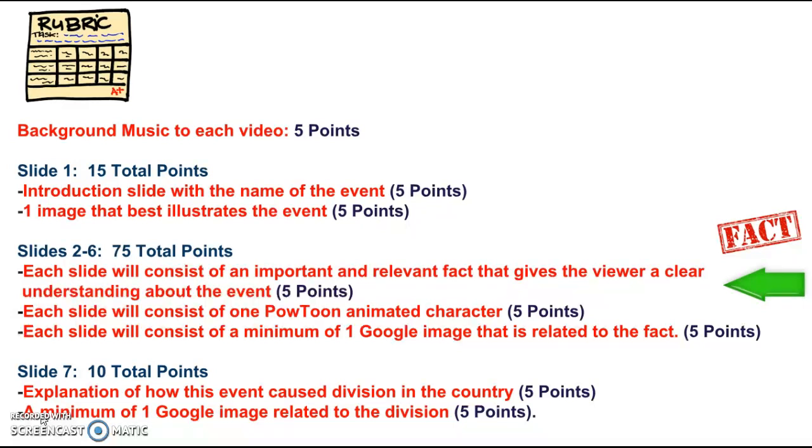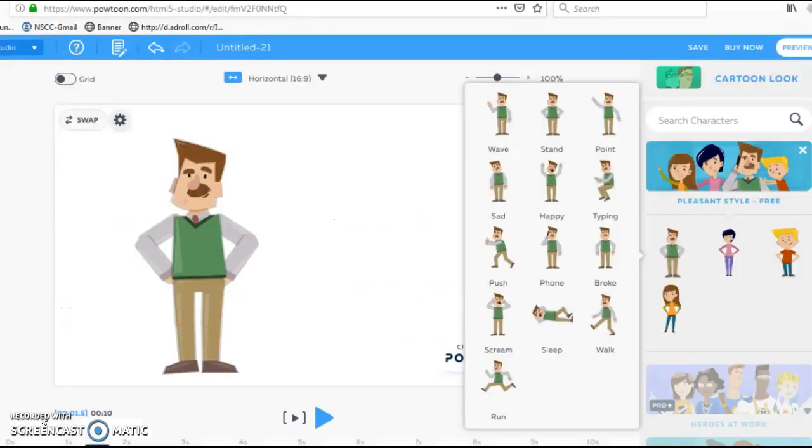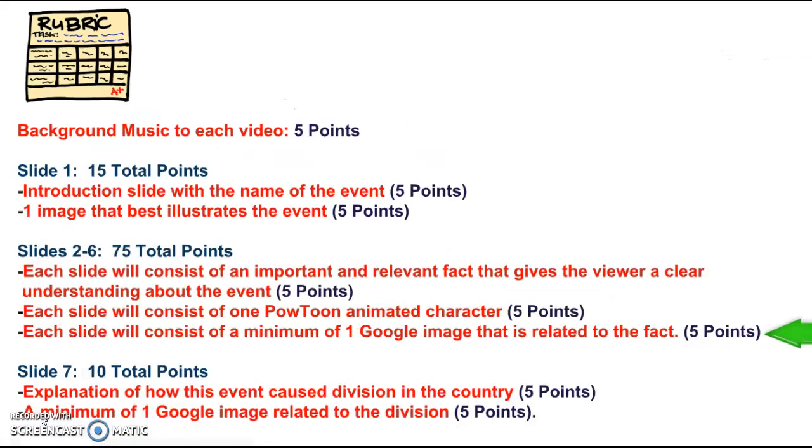The bulk of the video that they'll create is going to be slides 2 to 6. These are 5 slides where each slide will consist of a fact related to the event. Each of these slides will consist of one Powtoon animated character that they'll choose from. And each slide will consist of a minimum of one Google image that is related to the fact.